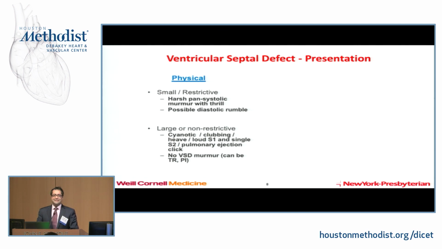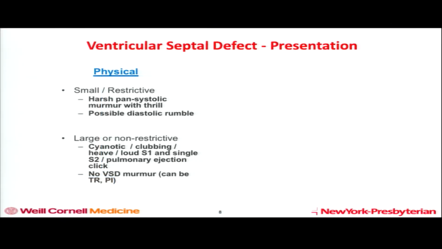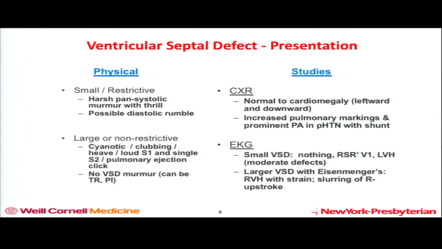The smaller and the tighter the VSD, the louder the murmur. A large non-restrictive VSD will, if it comes to the point that the PA pressures are higher than the LV and the systemic pressures, you're going to get reversal of shunting going right to left, and thus you start getting deoxygenated blood going into the systemic circulation. You can get cyanosis, clubbing, and you can actually lose the murmur.